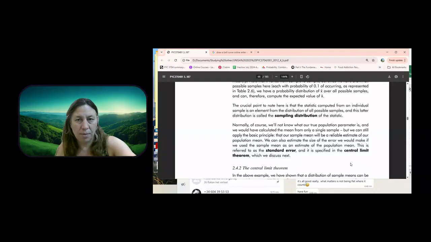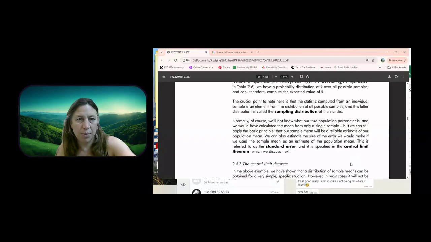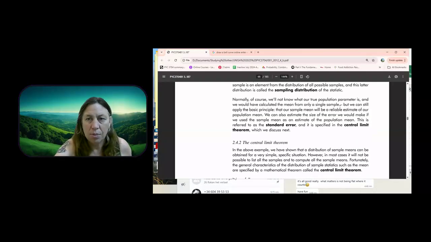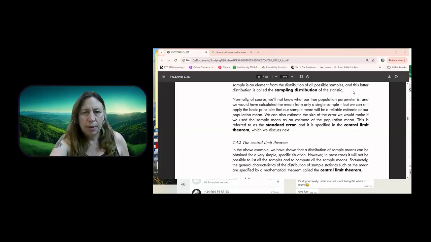Okay. So, the statistic computed from an individual sample is an element from the distribution of all possible samples, and this latter distribution is called the sampling distribution of the statistic. Okay, so normally we'll only calculate the mean from a single sample. All right.